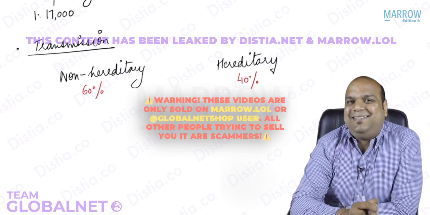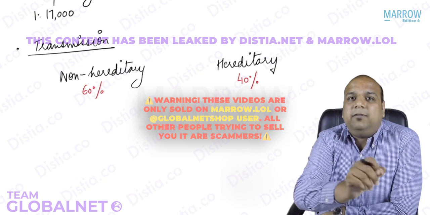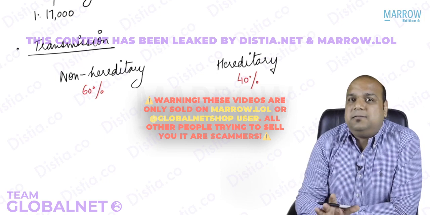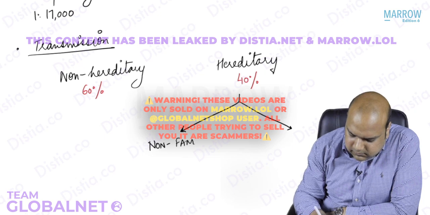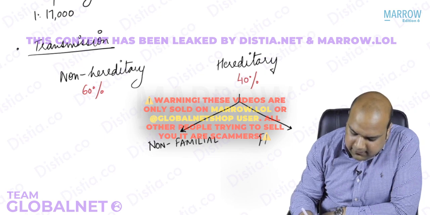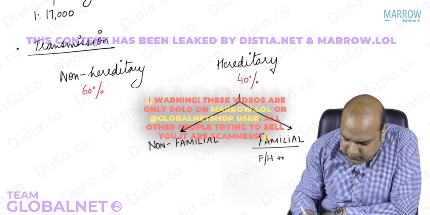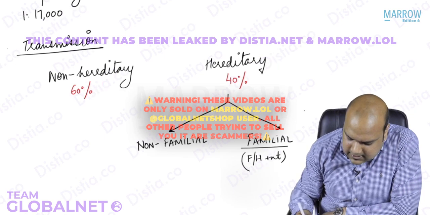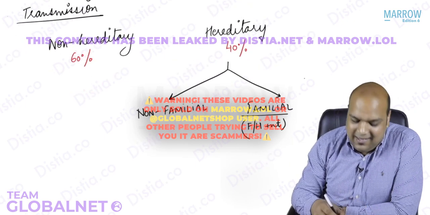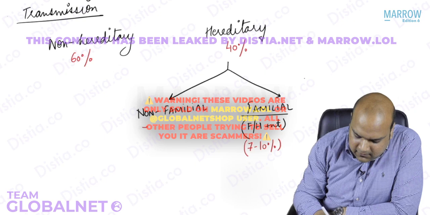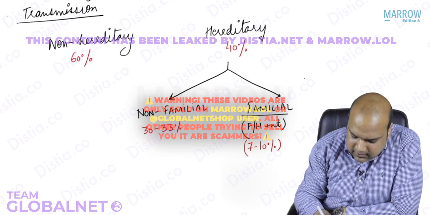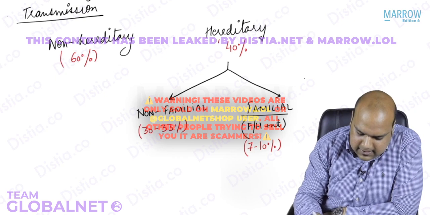Hereditary only means inherited. Your parents may or may not have the disease, but they have passed on the genes. That is why I further divide hereditary into 2 groups: non-familial and familial. Familial is the only group where I say family history is present. Familial forms only 7 to 10% of total cases, whereas non-familial is 30 to 33% of total cases.